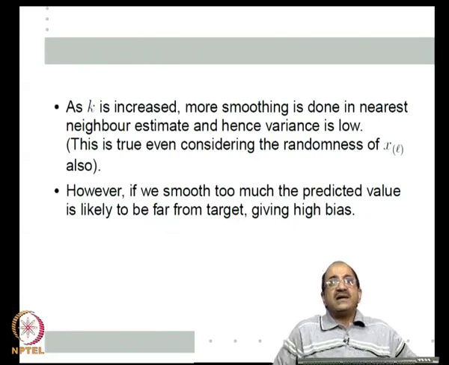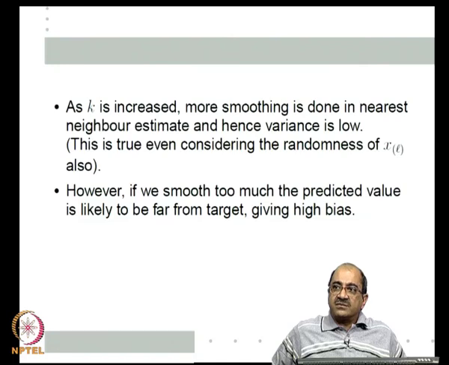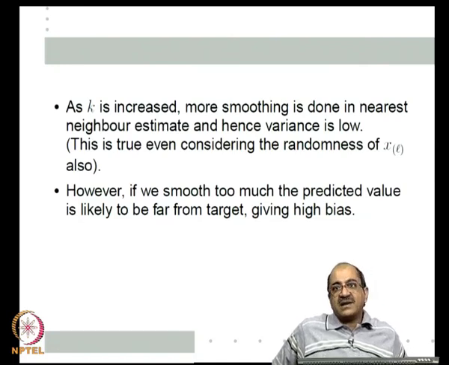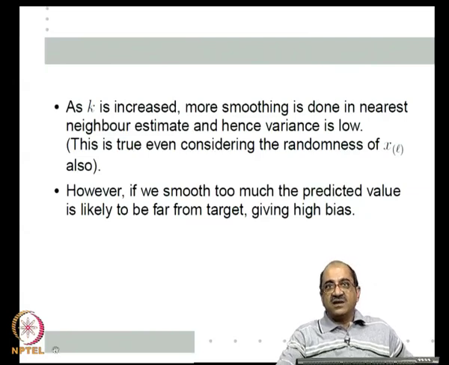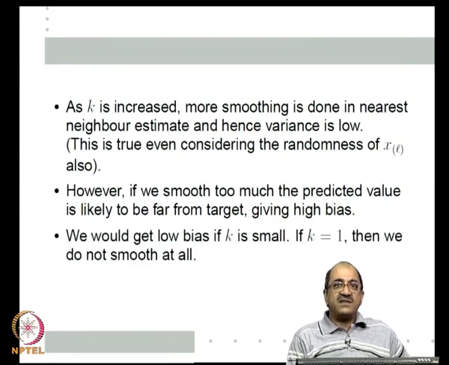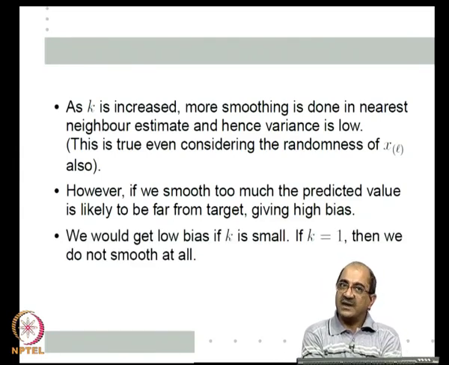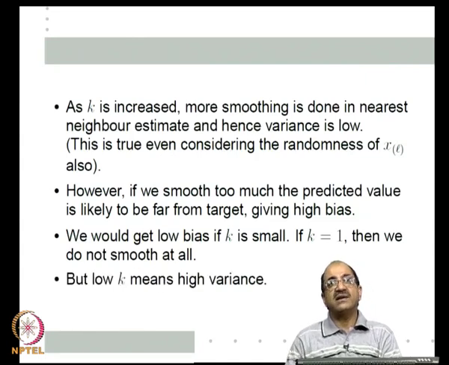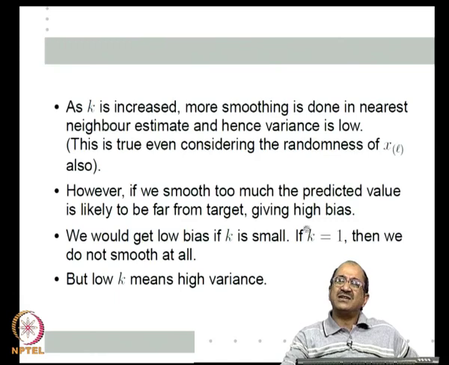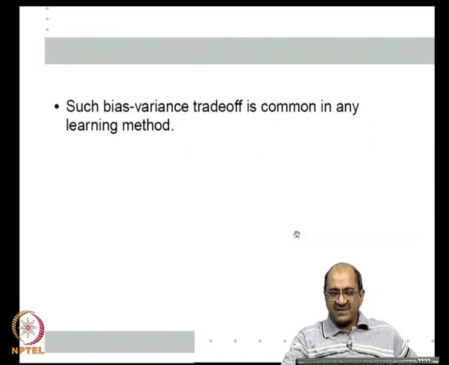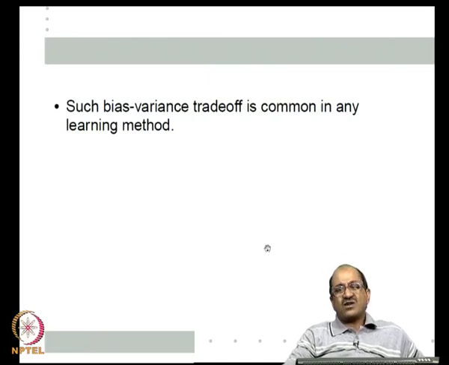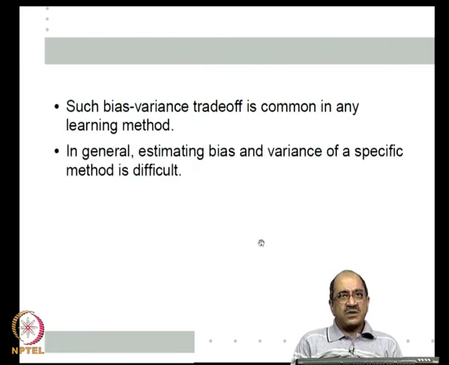However, if we smooth too much, the predictor value is likely to be far from the target, giving rise to high bias. So, if k is very large, say I do a k nearest neighbor classifier and k is equal to the number of training data, no matter what the feature vector is, I always call the same class. We get low bias if k is small. If k is equal to 1, we are not doing smoothing at all, so we get very low bias, but then we get high variance. So, this is essentially the issue; it always comes in various guises in different algorithms. Such a bias variance trade-off is common in most learning methods. Okay. So, in general, estimating bias and variance of a specific method is difficult.